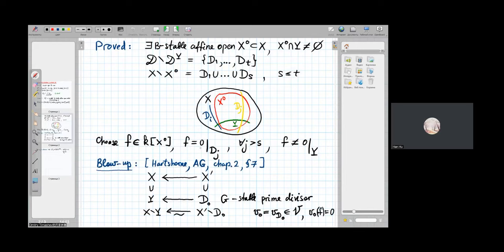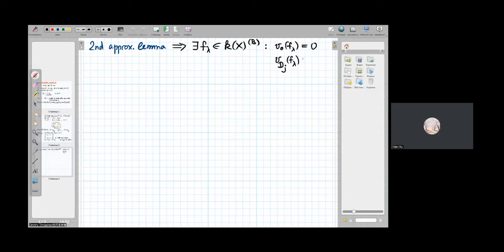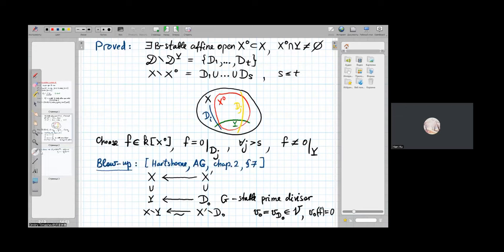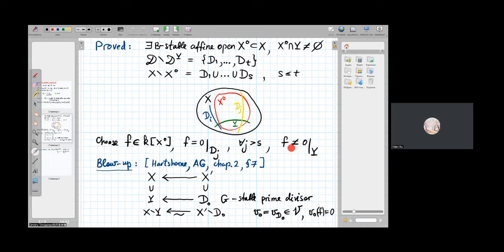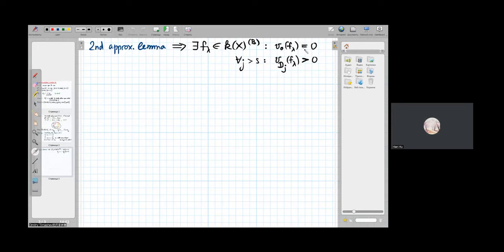So the vanishing orders of f along dj. But this vanishing order is positive because f has a zero along dj. And this means that these vanishing orders are still positive for any j greater than s. Okay? So we started from a function f with these properties, and we got a semi-invariant function, f lambda, with the same properties because of these equalities and inequalities. Okay?